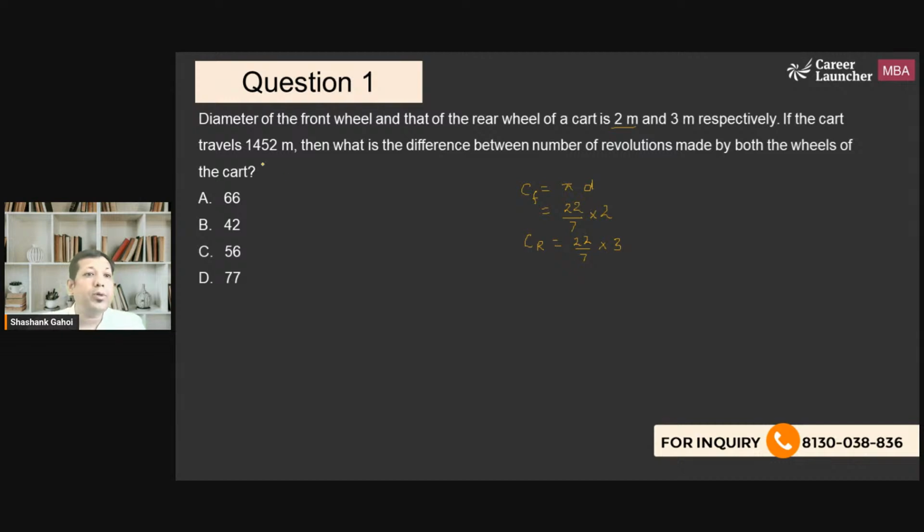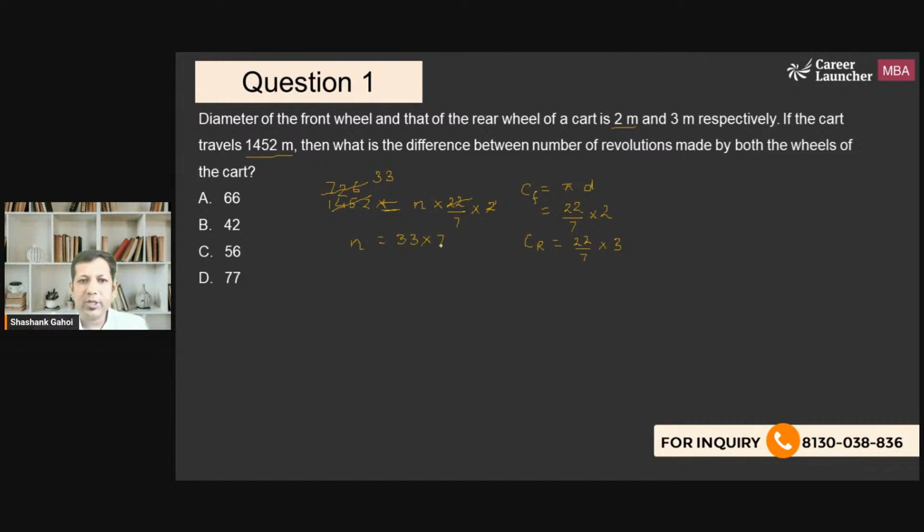Okay. And the total distance traveled is this. Okay. So the circumference is this. So how many revolutions is the front wheel going to make? So that is going to be 1452 is equal to number of revolutions into circumference. Okay. So it is going to be 2. So this comes out to be how much? 726. Okay, fair enough. Now I can cancel it by 22. So it is going to be what? 22 threes are 66. Okay. So the number of revolutions comes out to be 33 into 7.